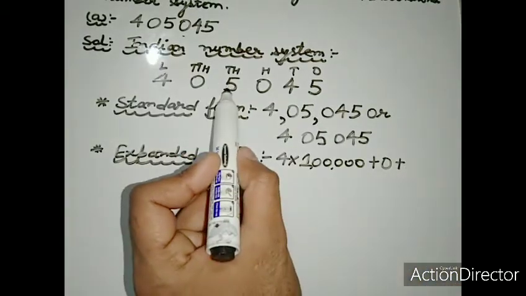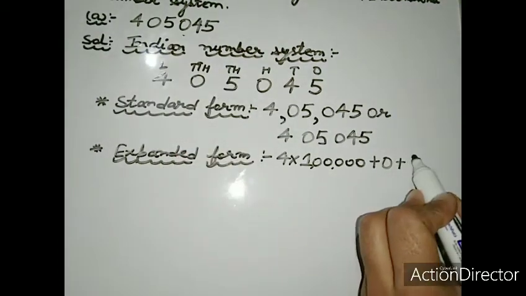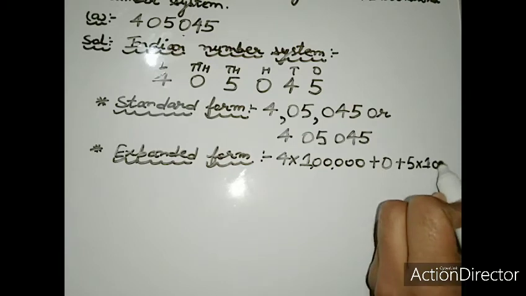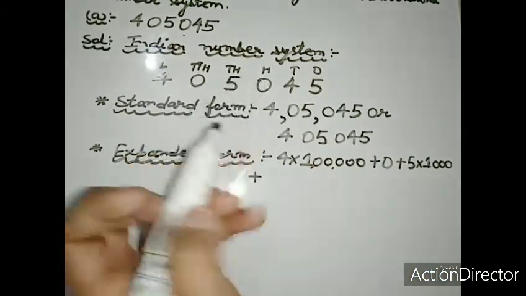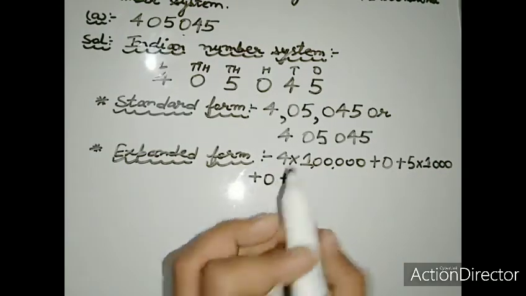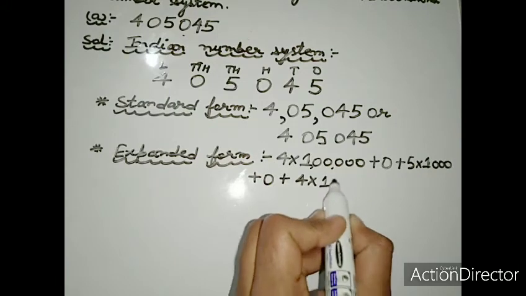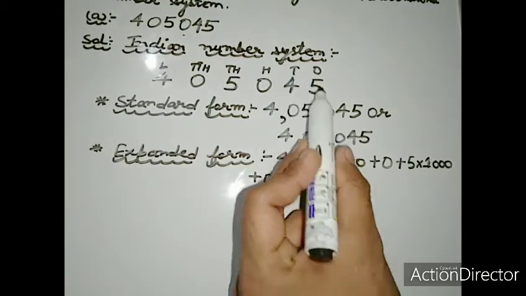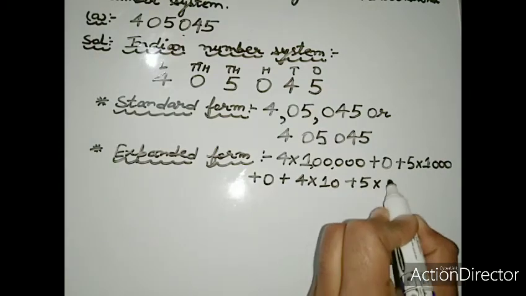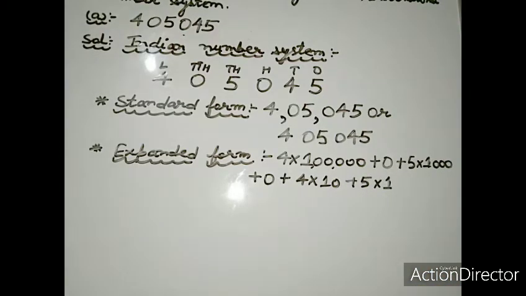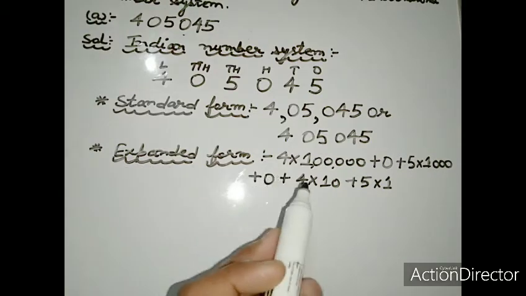Now 5 is in the thousand place. So here 5 multiplied by 1000, plus 0 multiplied by 100, then we get 0 here. 4 multiplied by 10, because 4 is in the tens place. 5 is in the ones place, so here 5 multiplied by 1. Okay students, so using this method we write the expanded form of the number in the Indian number system.